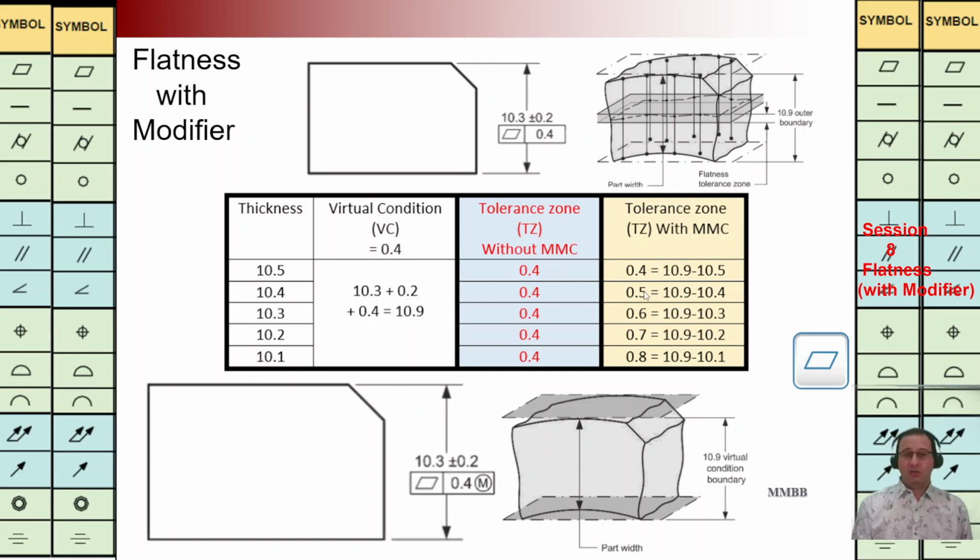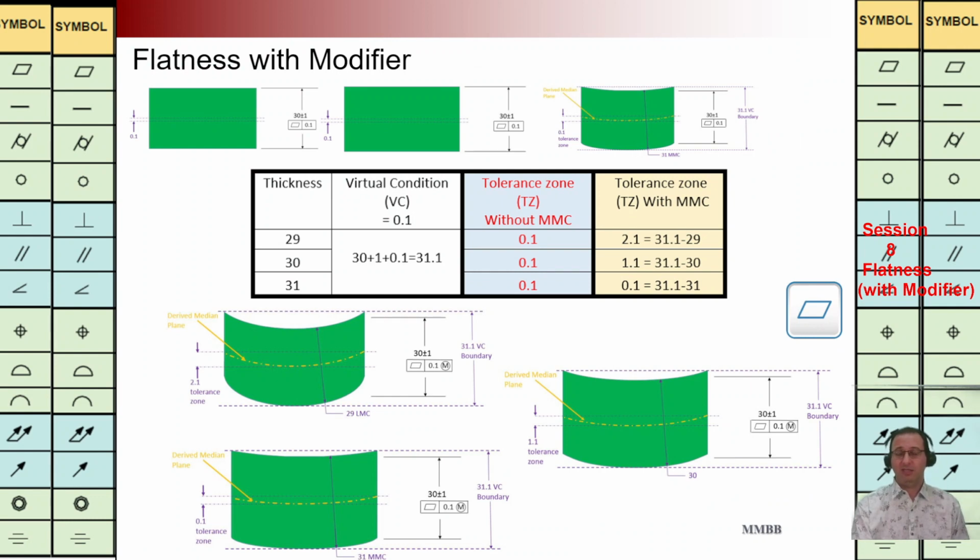Now I would like to close this session, and in the next session again I'm going to give you some examples regarding flatness with modifier.